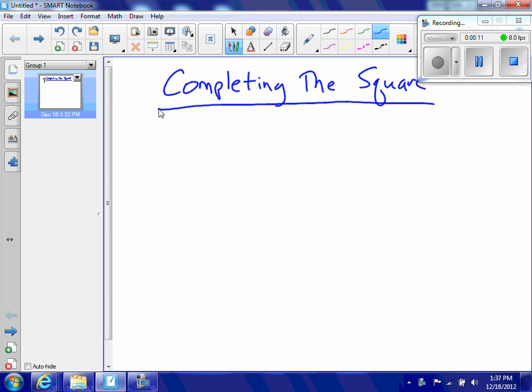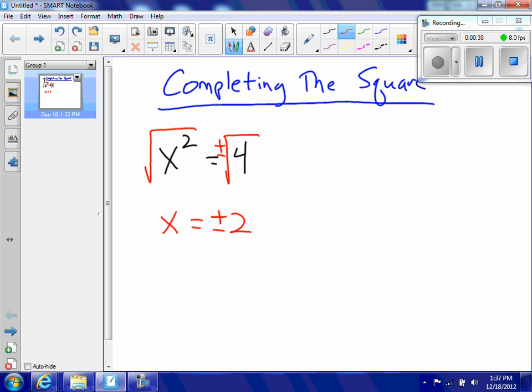So if I'm trying to solve a problem, let's say I have simply x squared equals 4. It's very easy to solve that problem. All we need to do is take a square root of both sides. We'll take a square root of x squared, take a square root of 4, remember our plus or minus. And so I have x is equal to plus or minus 2. That's pretty easy.